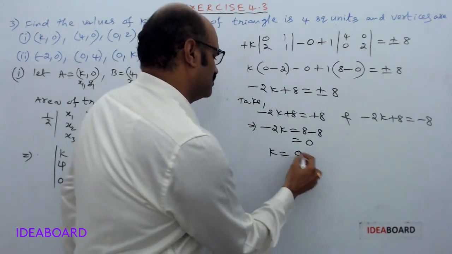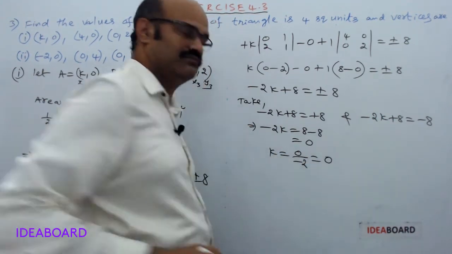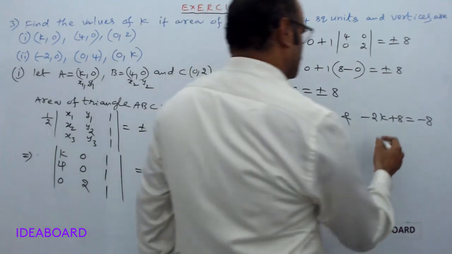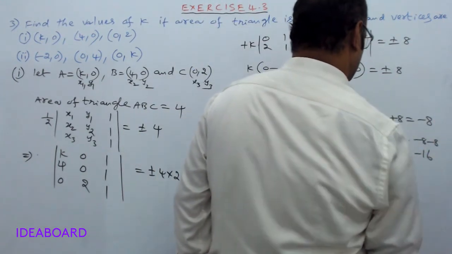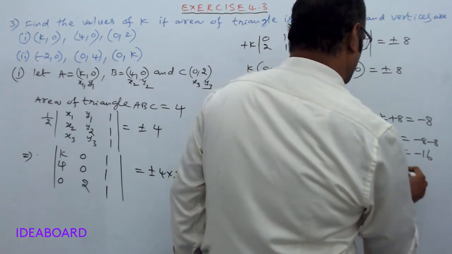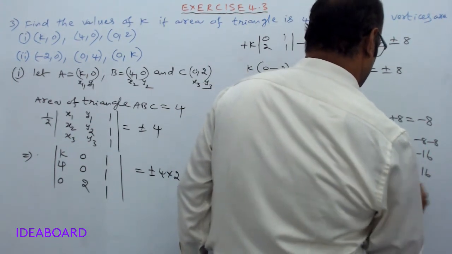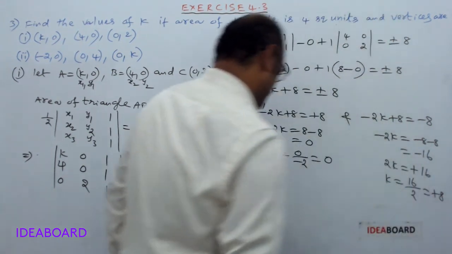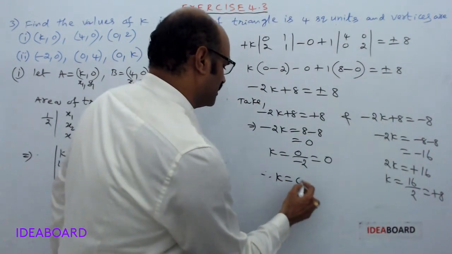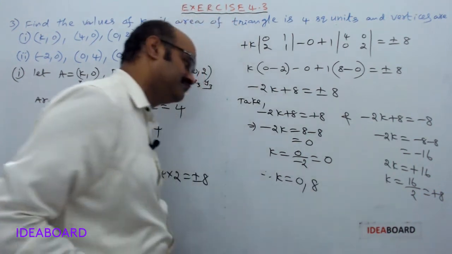So k equals 0 by minus 2, which is 0. Now, minus 2k equals minus 8 minus 8, which is minus 16, so 2k equals 16, and k equals 16 by 2, which is 8. Therefore, the values of k are 0 and 8.